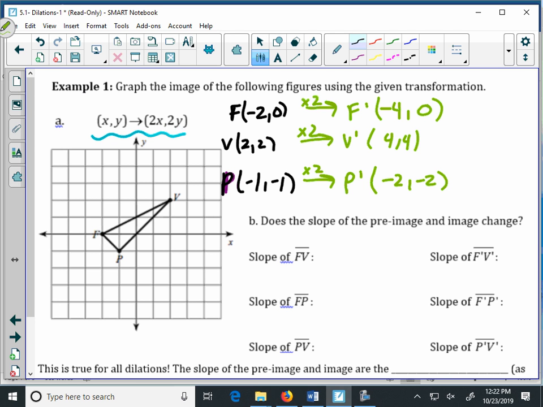And then plot your points. So I have negative 4, 0. I have 4, 4. And then negative 2, negative 2. And connect. Okay. F prime, V prime, and P prime. So as you can see, our scale factor was bigger than 1, and our figure got larger.